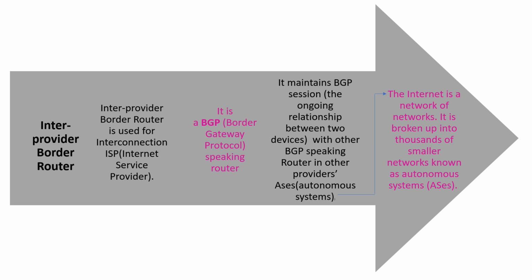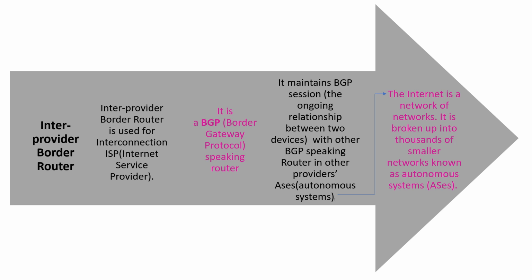Next, we can see the last type of router, that is the inter-provider border router. This is used for interconnecting ISPs, that is Internet Service Providers. And it is a BGP router, that is Border Gateway Protocol speaking router. And it maintains a BGP session, that is the ongoing relationship between two devices, with other BGP speaking routers in other providers' autonomous systems. That is, it is used for interconnecting multiple internet service providers.